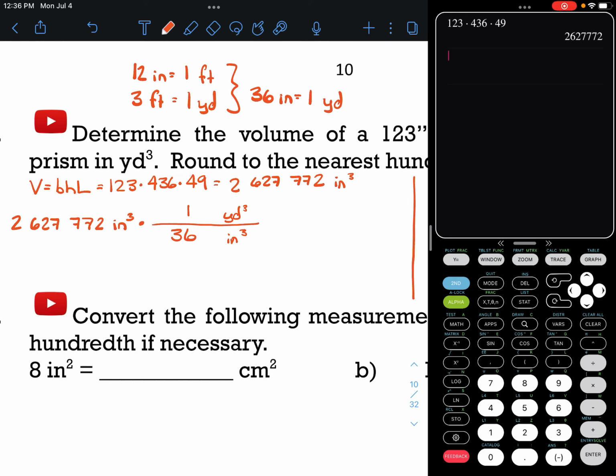But if I'm dealing with cubic things, that means the exponents don't just apply to the units, they also need to apply to the numbers. So I'll have 1 cubed and 36 cubed. 1 cubed, though, I don't really need to write, because 1 to the power of anything is just 1. But 36 to the power of 3 is 36 times 36 times 36, so that definitely will change. If I do 36 cubed in the calculator, I'm going to replace 36 cubed with 46,656. So cubic inches cancel cubic inches, and I have my unit in cubic yards, which is what I want. So I'll need to take that 2 million number and divide it by the 46,000 number.